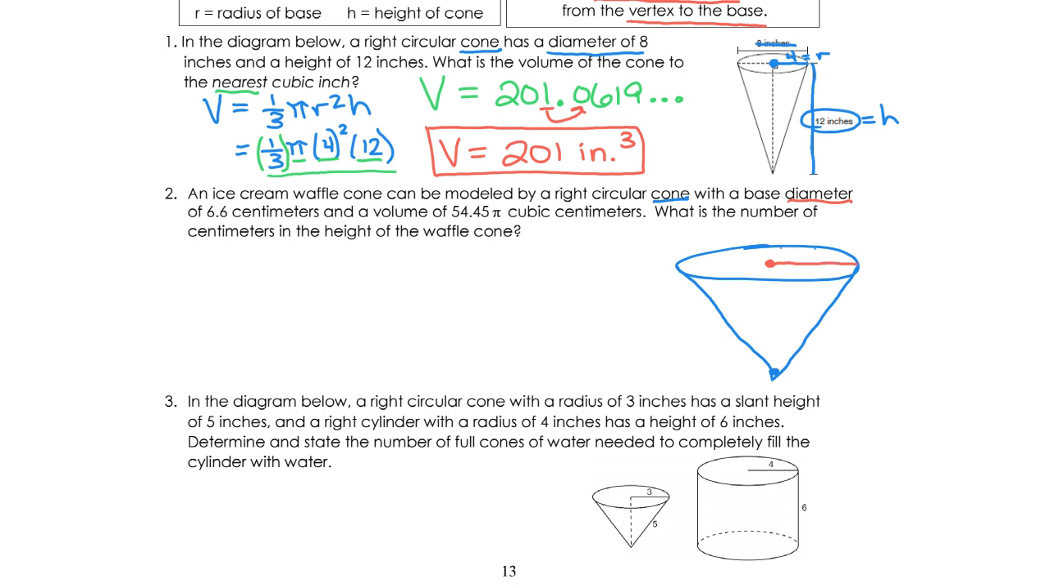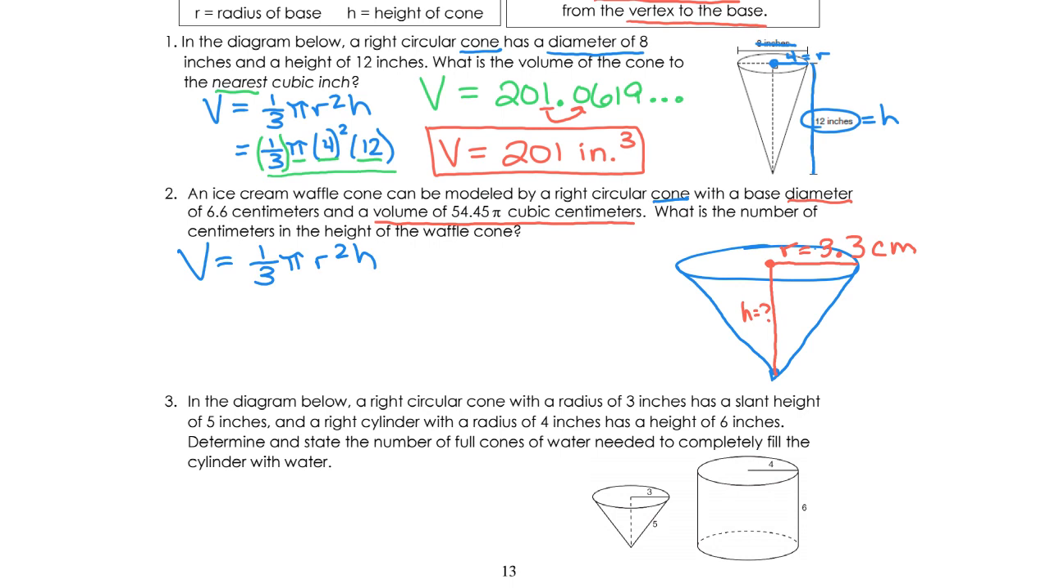It always uses the radius, and radius is half the diameter, and half of 6.6 is 3.3. And that's in centimeters. It says it has a volume of that, so we'll use that in a second. And what's the number of centimeters in the height? Height, remember, goes from the center there to the tip of the cone, and we don't know what the height is. Okay, all right, so the formula for a cone is volume equals 1/3 pi r squared times height.